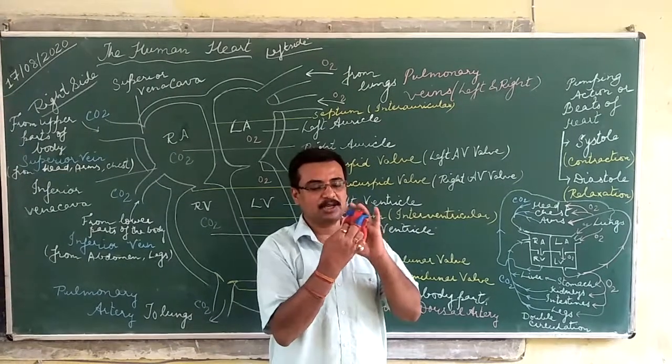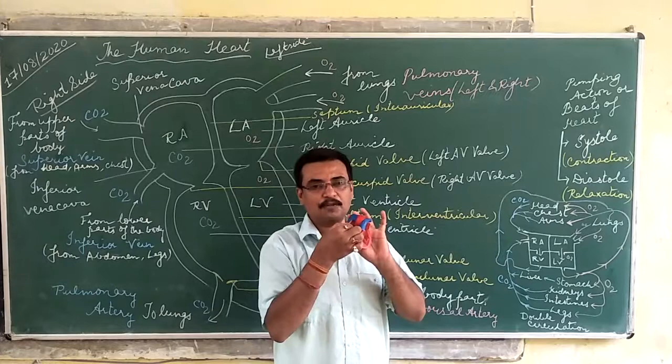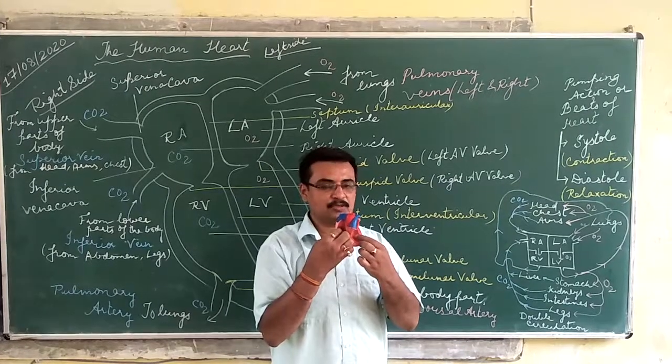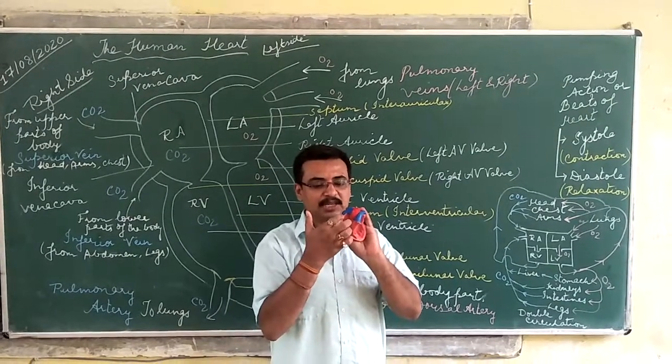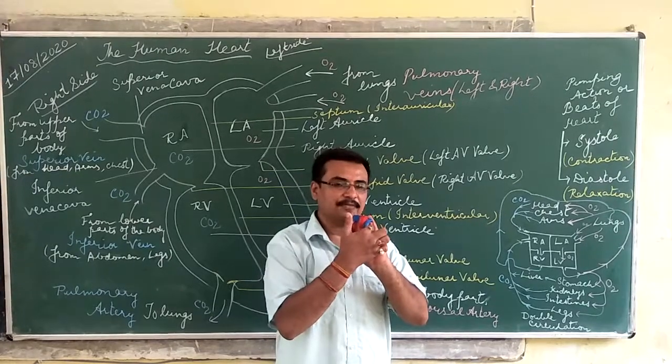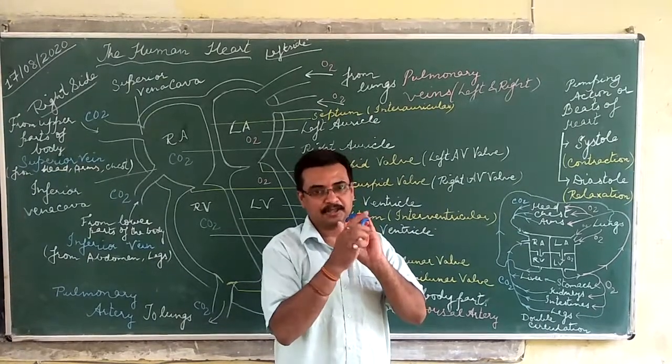Now these are the walls of the heart. This is the wall of your ventricle, this is the wall of your auricle, this is the wall of your auricle, and this is the wall of your ventricle. So once again, we have the right auricle, left auricle, right ventricle and left ventricle.